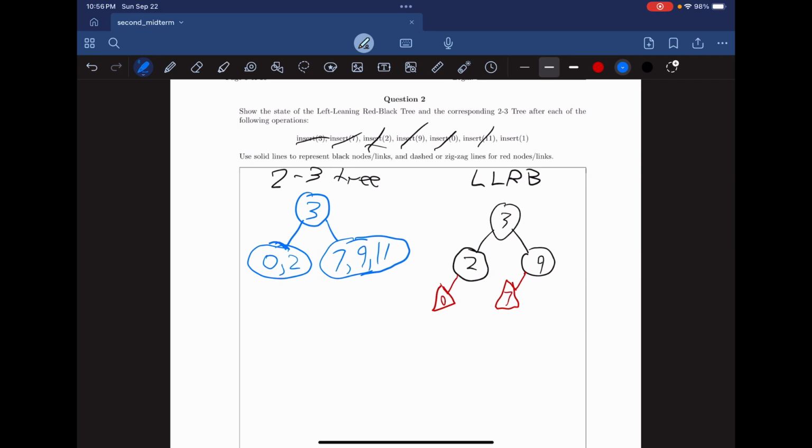Now, when we originally did this process, we did it with 2, 3, and 7, and we sent the 3 up to be by itself, and we sent the 2 and the 7 down.